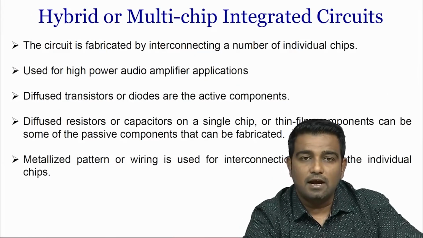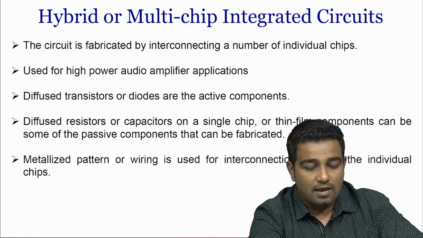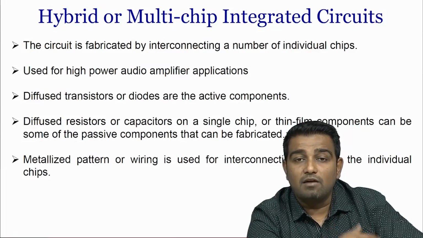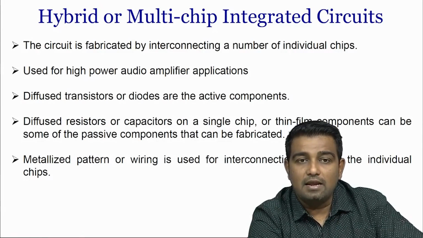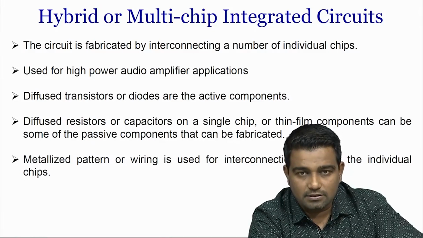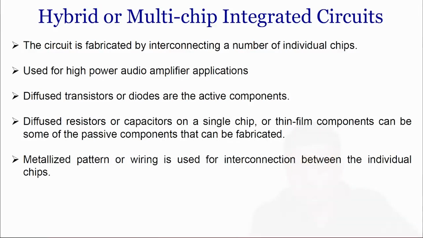Then we have seen hybrid or multi-chip integrated circuits, right, and what we have seen in this particular case is that the circuit is fabricated by interconnecting a number of individual chips, and here the diffused transistors or diodes are the active components. It can be used for high power audio amplifier applications, and finally, a metallized pattern or wiring is used for interconnection between the individual chips.